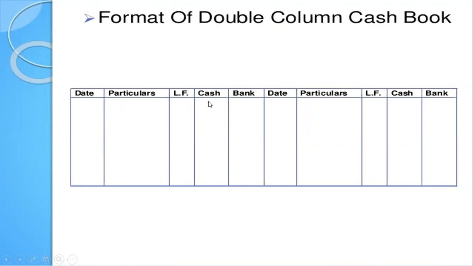Date, particular, LF, cash and bank. This is for the debit side, and the same way repeated: date, particular, LF, cash and bank on the credit side. All the inflows of money in cash will be entered in the cash column, debit side. All the inflows of the money in bank will be entered in the bank column, that is debit side.